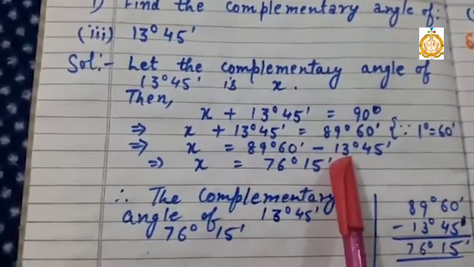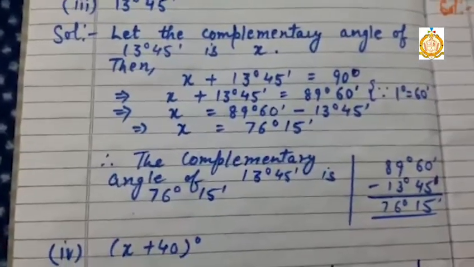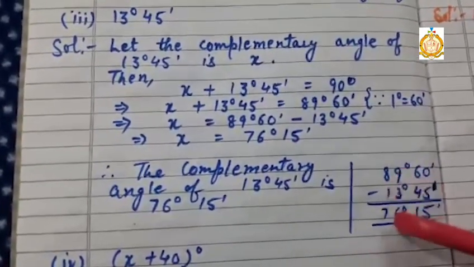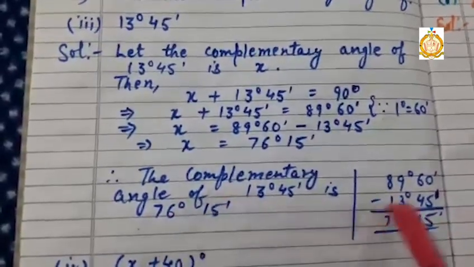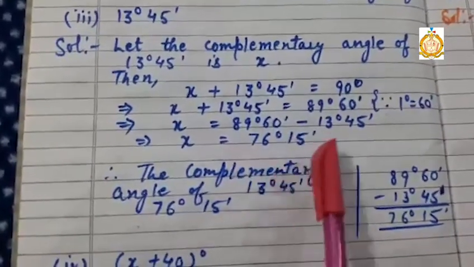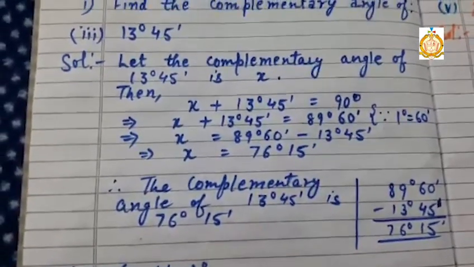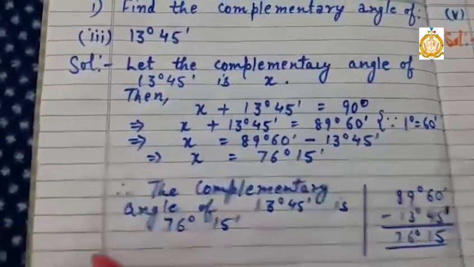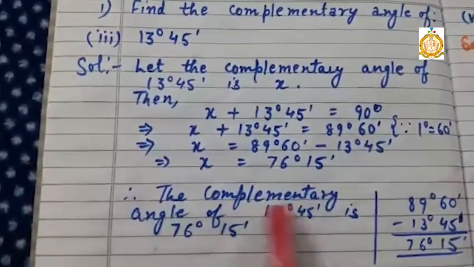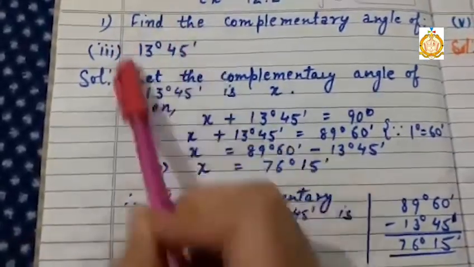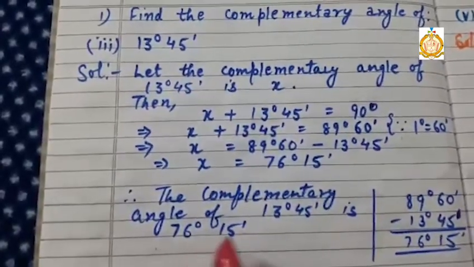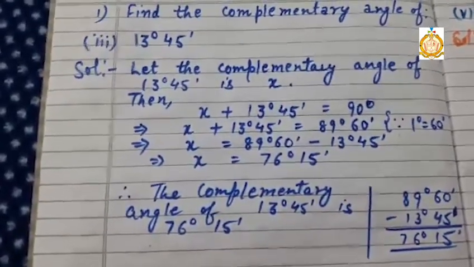Now subtracting it, you know how to subtract. We will subtract minutes from minutes and degrees from degrees, and after subtracting you will get the answer, that is 76 degree and 15 minutes. Therefore, in mathematics we use this symbol as therefore. So the complementary angle of the given angle 13 degree and 45 minutes is 76 degree and 15 minutes.